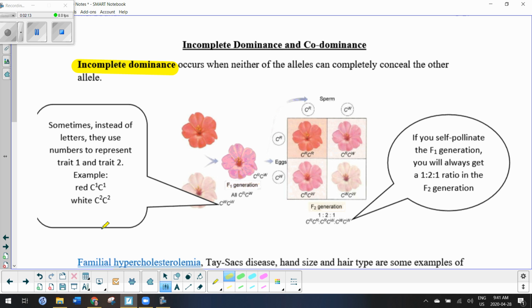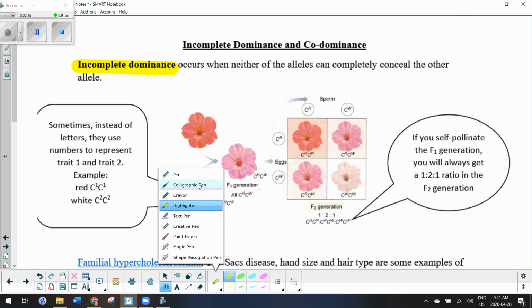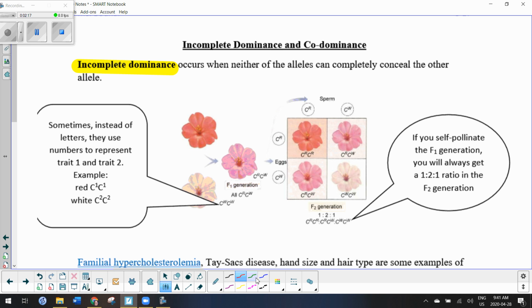Sorry, I need to get my pen back. So if you had C1, C2, that would mean you have a red allele and a white allele, meaning that it would be pink. Okay, so you can use numbers to represent these traits, or you can use letters like you see over here.